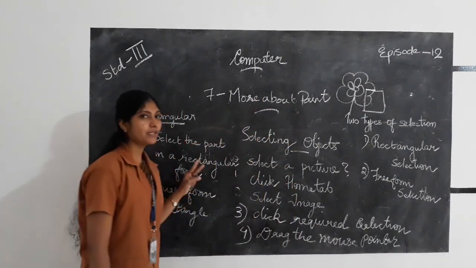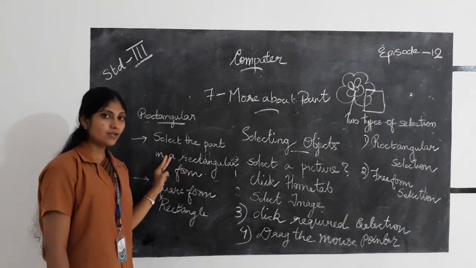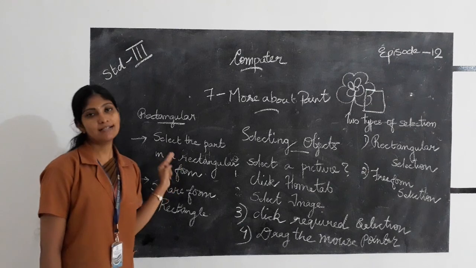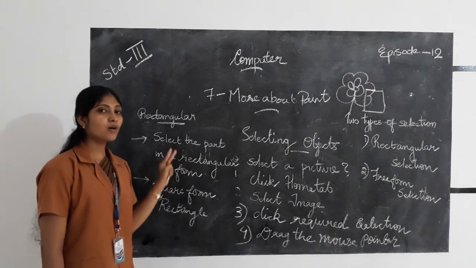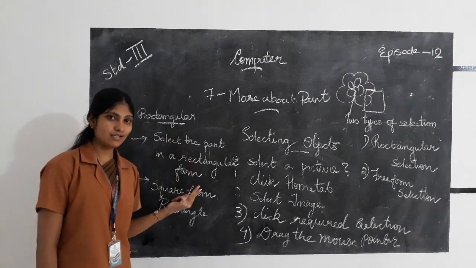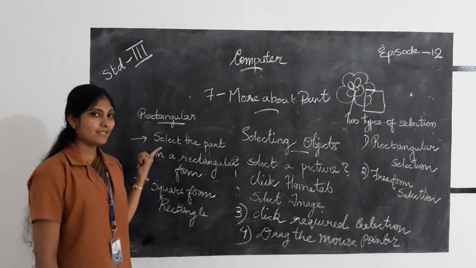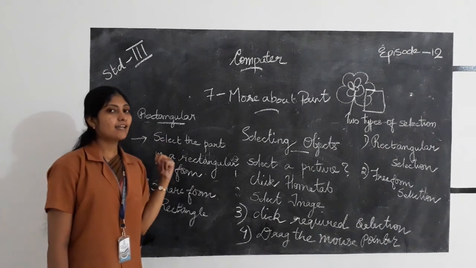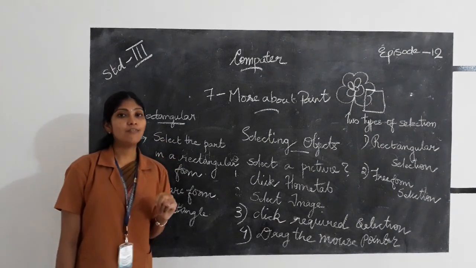So there are two types of selections. Rectangular selection, the images you selected in the form of a rectangle, square, etc. So if you want to select that object in a rectangular form, you can go to rectangular selection. Otherwise, the second type of selection is free form selection.